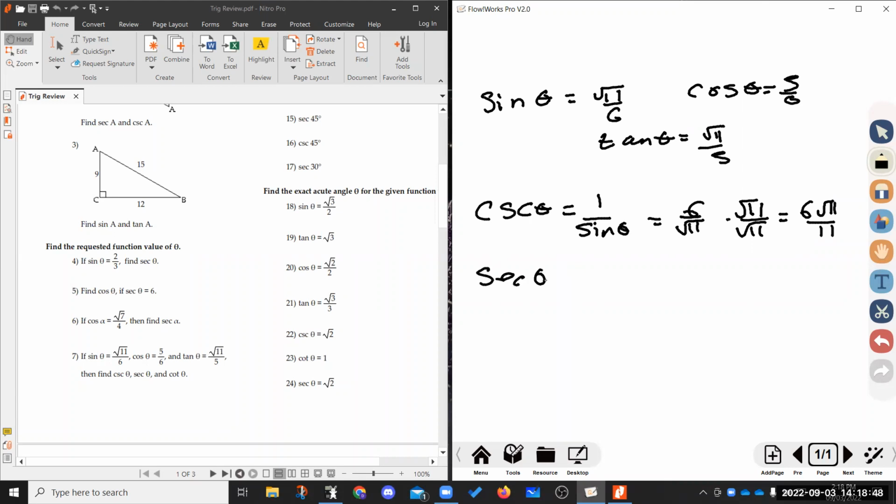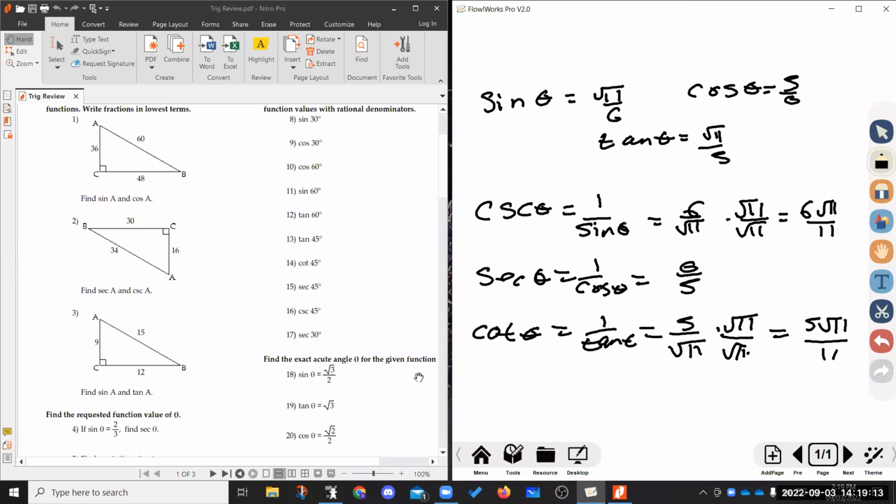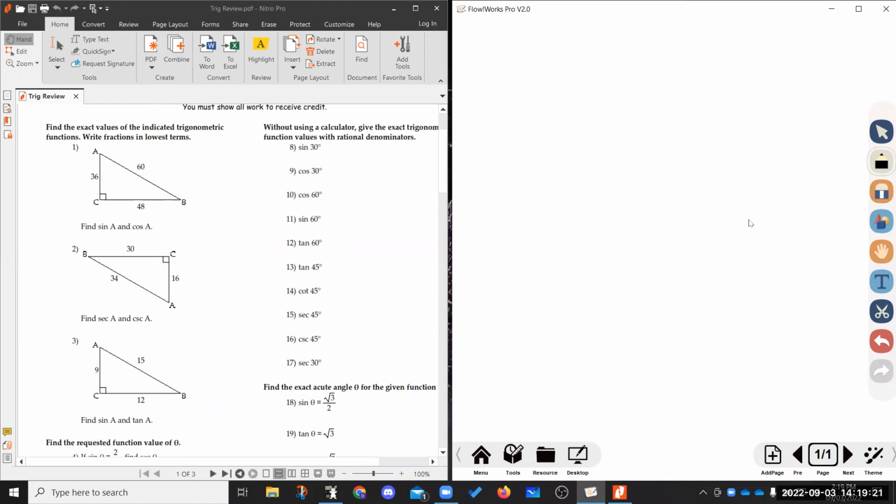The secant of theta is the reciprocal of the cosine of theta. So that's going to be 6 over 5. And the cotangent of theta is going to be the reciprocal of the tangent of theta, which is 5 over root 11, which we're going to rationalize. It's going to be 5 root 11 over 11. Remember that sine and cosine must stay between -1 and 1. Tangent and cotangent can take on any values from -infinity to infinity. We'll look at those graphs in a little bit.